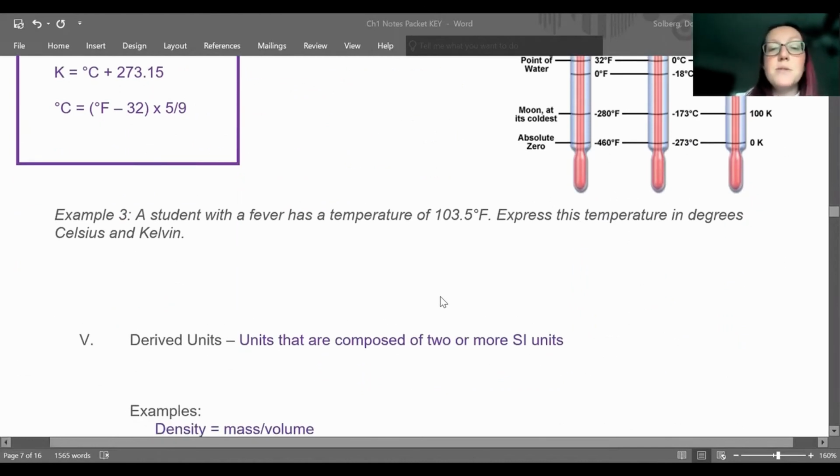Okay, example number 3, a student with a fever has a temperature of 103.5 degrees Fahrenheit. Express this temperature in degrees Celsius and Kelvin. Now watch your order of operations when you're converting from Fahrenheit to Celsius. If you need help with the algebra, please let me know.